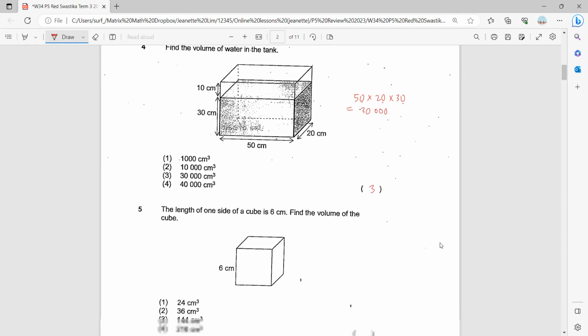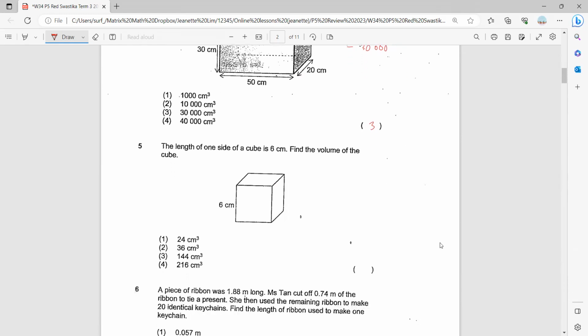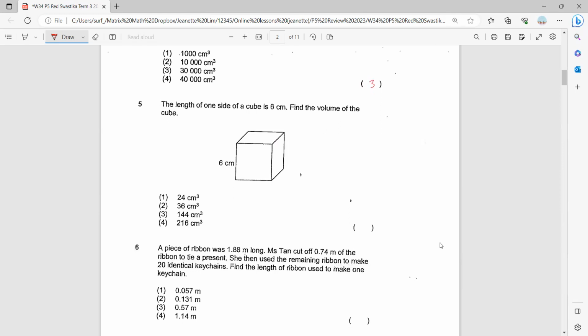Okay, question 5. Length of one side of the cube is 6 cm. Find the volume. So length times breadth times height. Because all the sides are the same. So 6 times 6, 36. Then you can do 36 times 6. So you get 216.